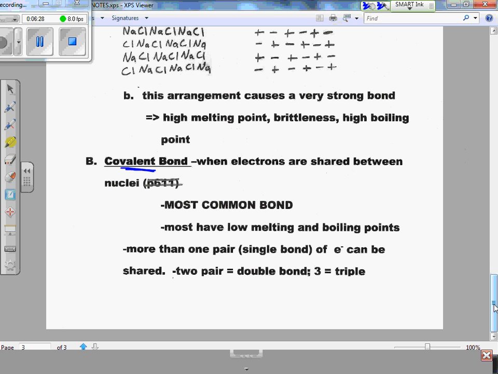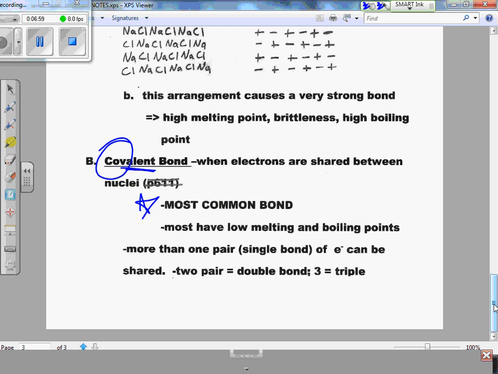The prefix co, just like co-pilot, co-producer, they share the responsibilities. So these covalent bonds are sharing their valence electrons. Okay, so that's not in there, but you need to know that covalent bonds are sharing their valence electrons. Okay, so our notes are saying that's the most common bond. Most of these have lower melting points and boiling points.